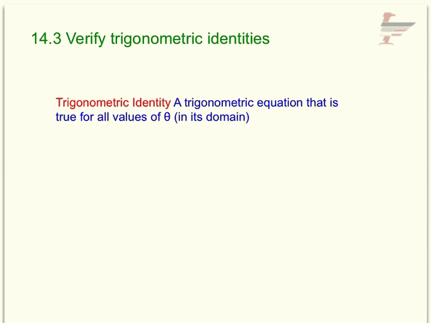14.3 is verifying trigonometric identities, and basically you need to understand that a trigonometric identity is just an equation that's true for all values of theta. So just a real simple example here. If I had sine of theta equal 1/2, you would figure out which angle in degrees or radians has a sine value of 1/2. And that is technically an identity.